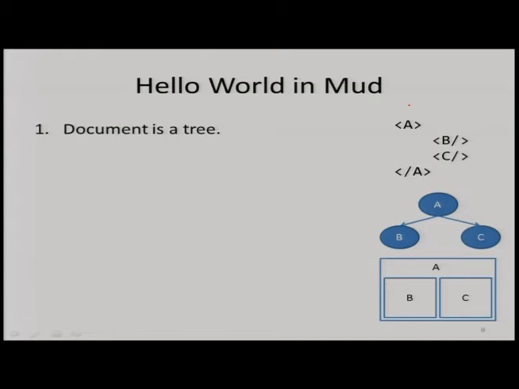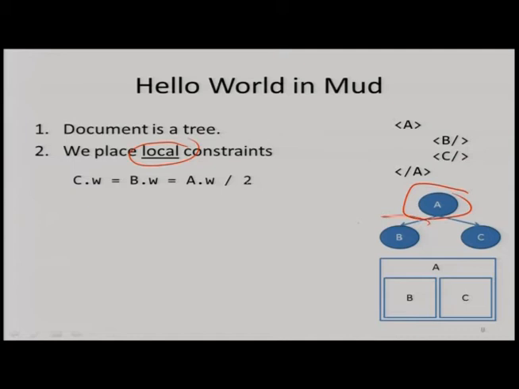We want to write constraints. The constraints are local in the sense that they put together the constraint of the parent with the constraint of the child, so of this box with the two boxes. And here we say that the width of the children, C and B, equals one half of the width of the parent. So you are dividing the width in half. This is a local constraint. Keep in mind that this does not tell you how you actually compute the constraints. Is it from child to the parent or vice versa? This direction, the propagation of values, will be computed by our compiler or synthesizer, whichever you want to call it.